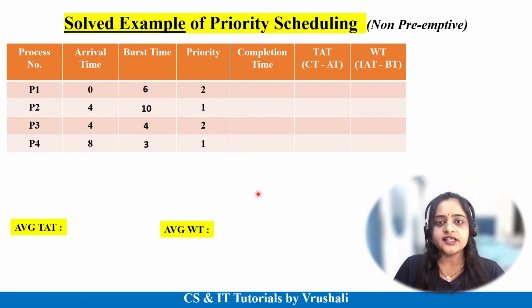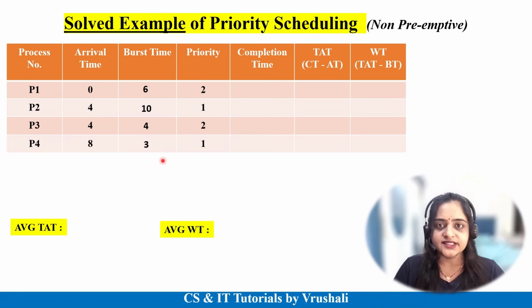The first step is you need to analyze which data is given and which data you need to find out. See here in this table, first, process numbers are given. There are a total of 4 processes: P1, P2, P3 and P4. Next, arrival time is given. P1 arrives at 0, P2 arrives at 4, P3 arrives at 4 and P4 arrives at 8. Let's assume that 4 means 4 o'clock, 8 means 8 o'clock, in this way. It is easy to understand.